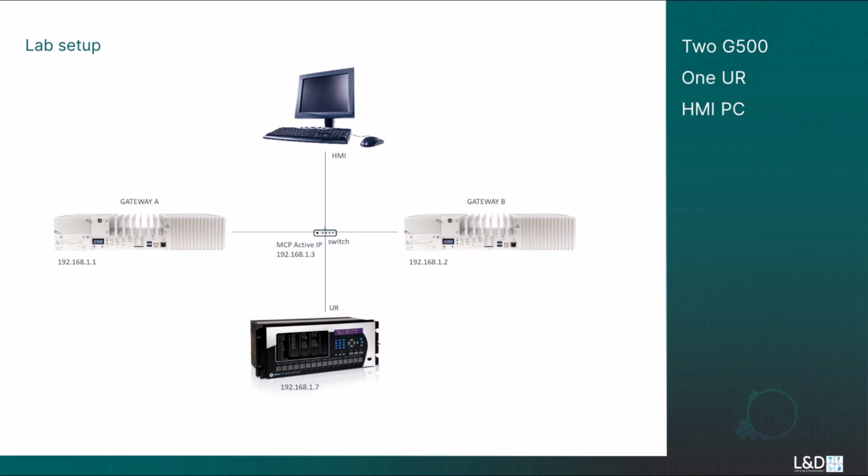So we're here in a lab setup. What we have is two G500s. I've already put the simple name and password on each of them. One is designated as Gateway A. It has an adapter address 192.168.1.1, and Gateway B, which has an adapter address of 192.168.1.2.